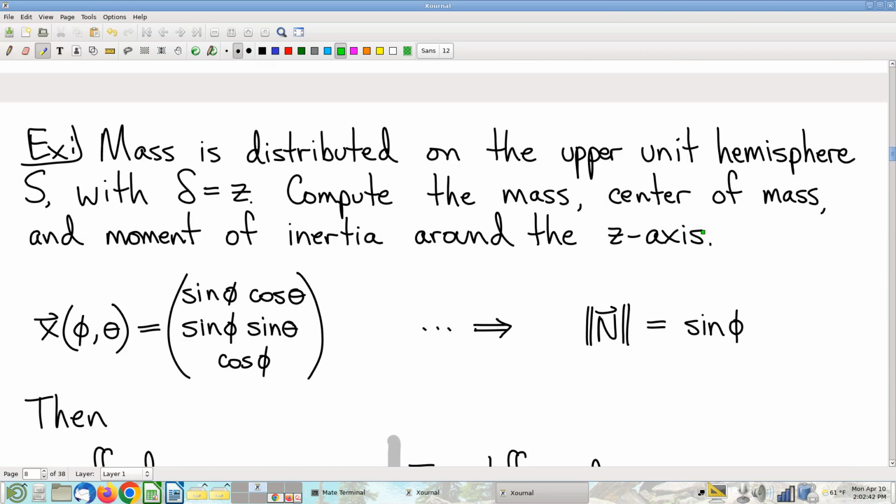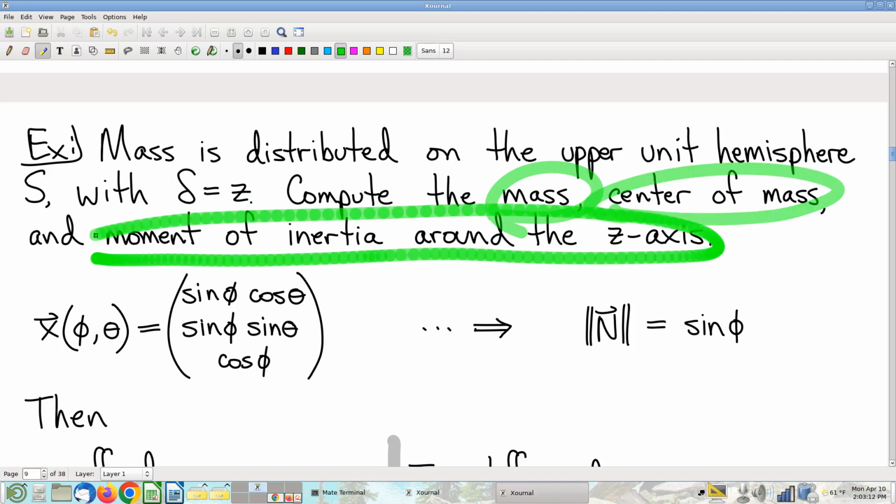Okay. All right. So, example. Suppose we have a mass distributed across the upper unit hemisphere, and the mass is distributed in such a way that the density goes by this formula. So, the higher you go up, the more mass per unit area there is on the surface. And I want to compute the mass. Okay, but I also want to compute the location of the center of mass. Oh, I also want to compute the moment of inertia around it. I want to compute a bunch of things all on this same distribution of mass on this same surface.